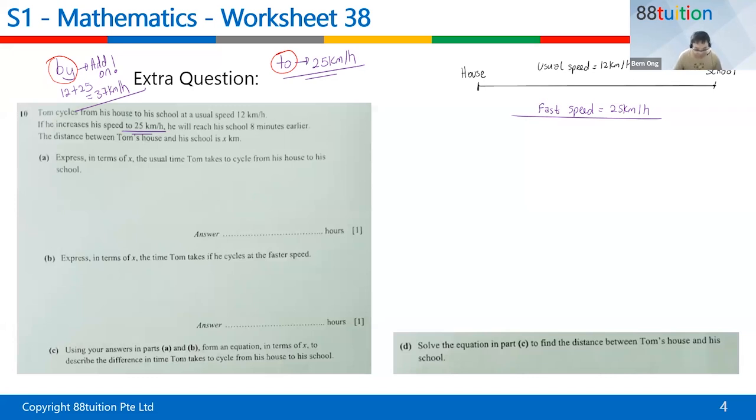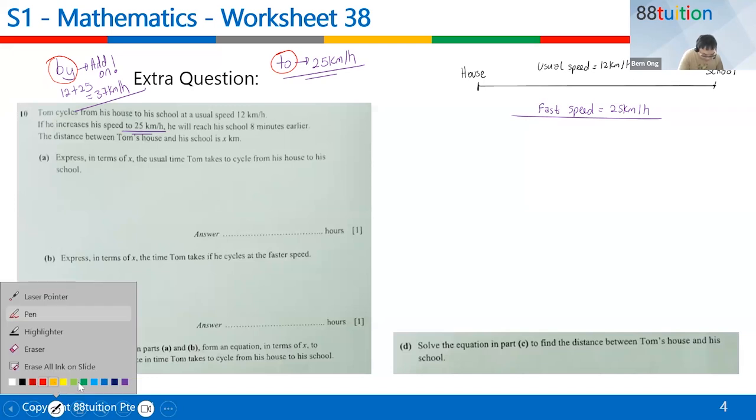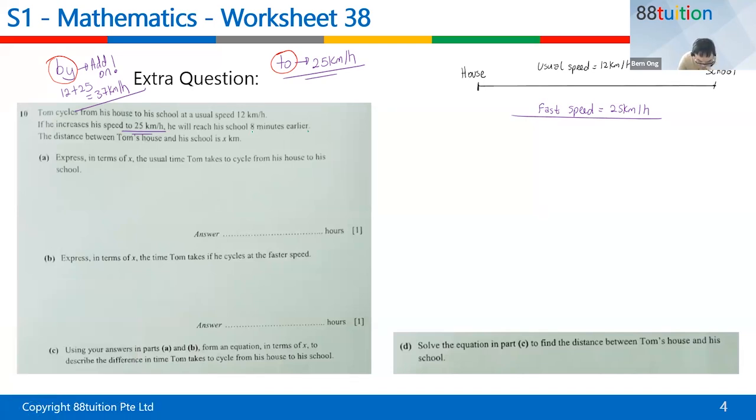All right. So now his new speed is 25 kilometer per hour. What happened? Oh, he reached school earlier. How much earlier? He reached school 8 minutes earlier. So it's earlier by 8 minutes. Is that okay?